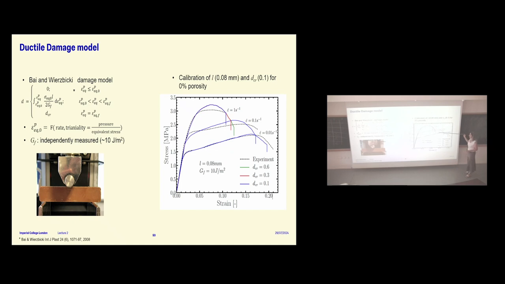Okay, and this is what we did here. These are the experiments, the black lines, and all the other lines are the models. So we found that this characteristic length is about 80 microns, which is the order of magnitude of the bits that you have, the pores and so on. And then the critical damage is 0.1. So basically, after the damage reaches 0.1, you're going to get a crack inside your material. So that's how we calibrated our damage model.